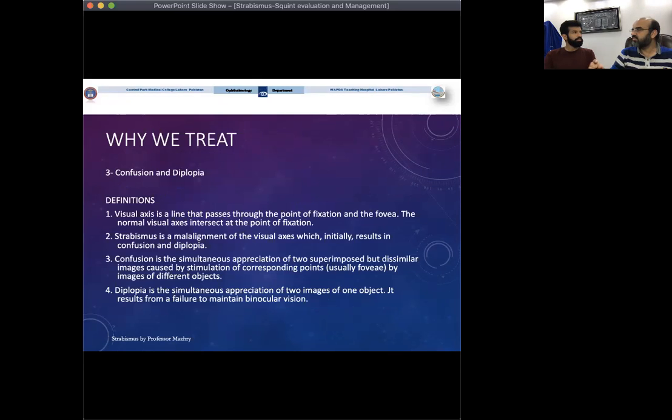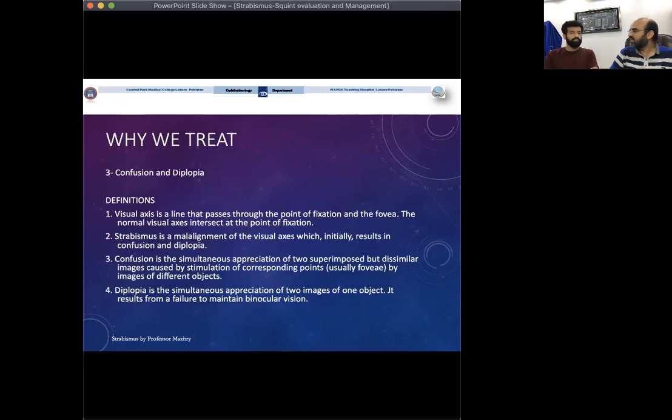Micropsia is the perception of some object smaller than its real image size. That will be there if the distance between the macular cones is increased because of edema. It will give rise to micropsia. If because of the scarring, the distance between the cones is decreased, it will give rise to macropsia. So that is not the case in strabismus.